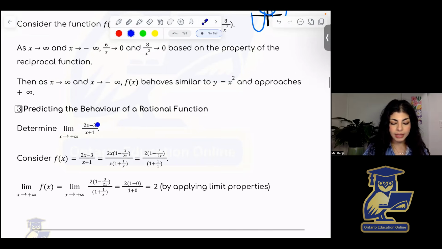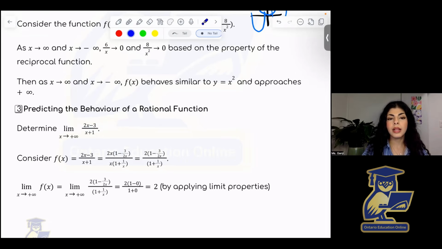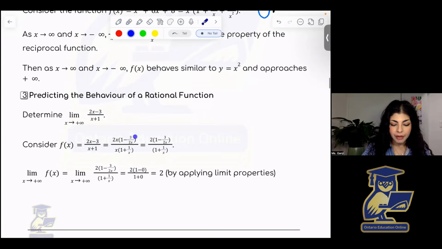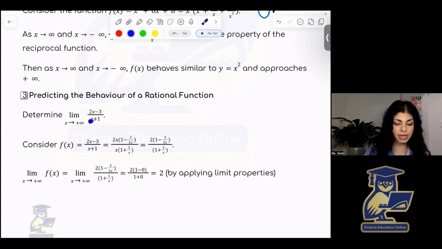So for 2x minus 3, the greatest factor for x would be x. And then we also factor out the 2 because we want a 1 here. It will give us the best interpretation. But even if you don't do that and you just keep it as x, you should get a similar answer as well. So factoring that out, we have 1 minus 3 over 2x, and the same thing on the denominator.